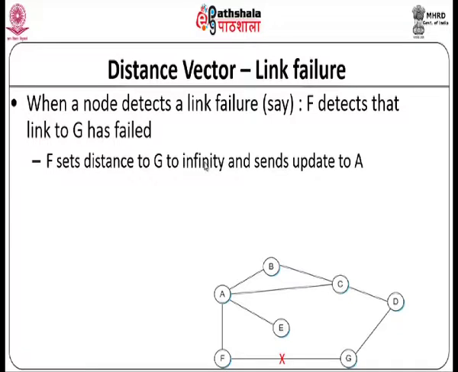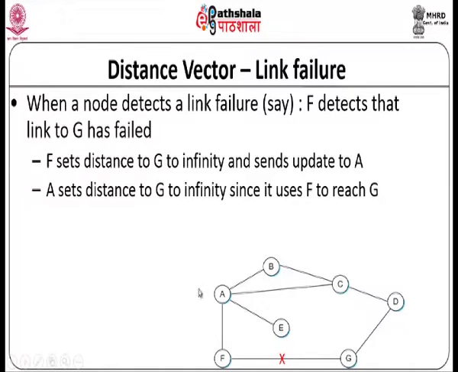So we'll take a look at a case where it converges. We'll also take a look at a case where it does not converge so quickly. Let's look at this first example. Let's say I have this graph here. Let's say for instance the link between F and G has failed. What will happen is F and G will both immediately identify that. So F will set its distance to G as infinity, and because that value has changed, it will send an update to A.